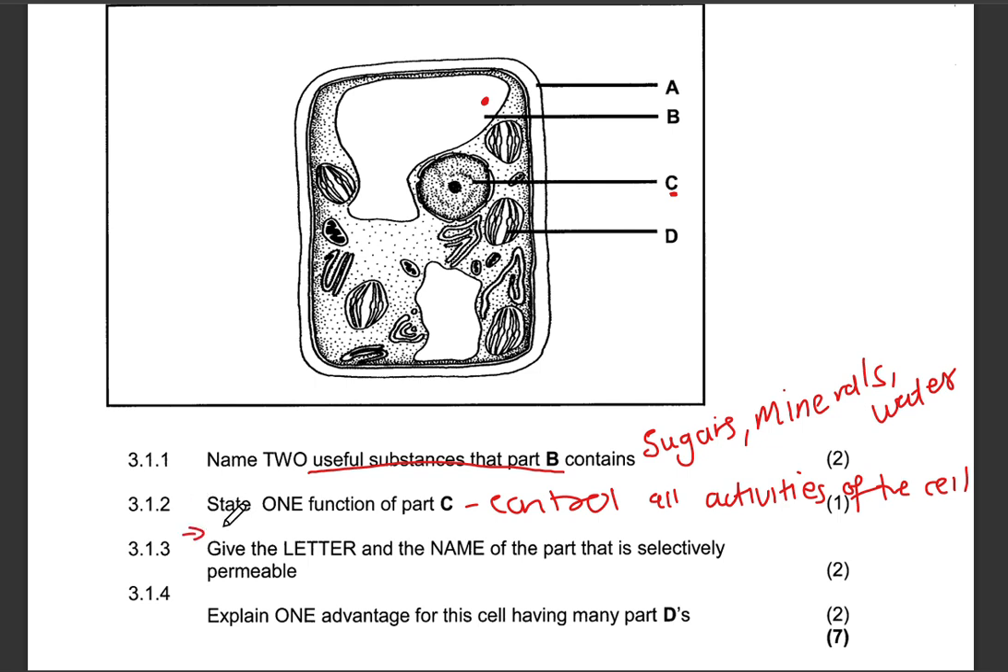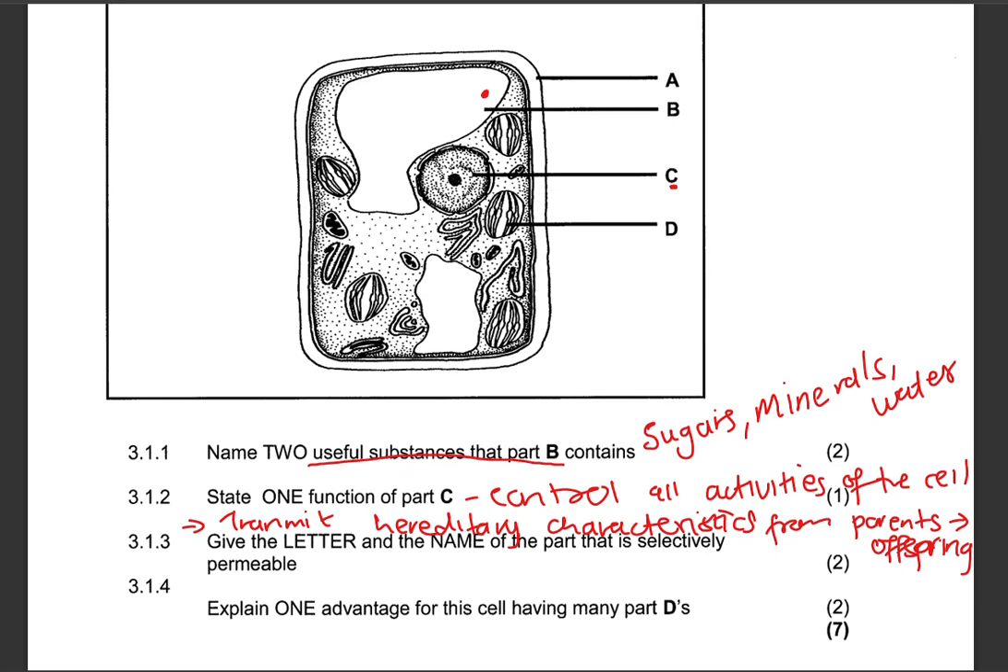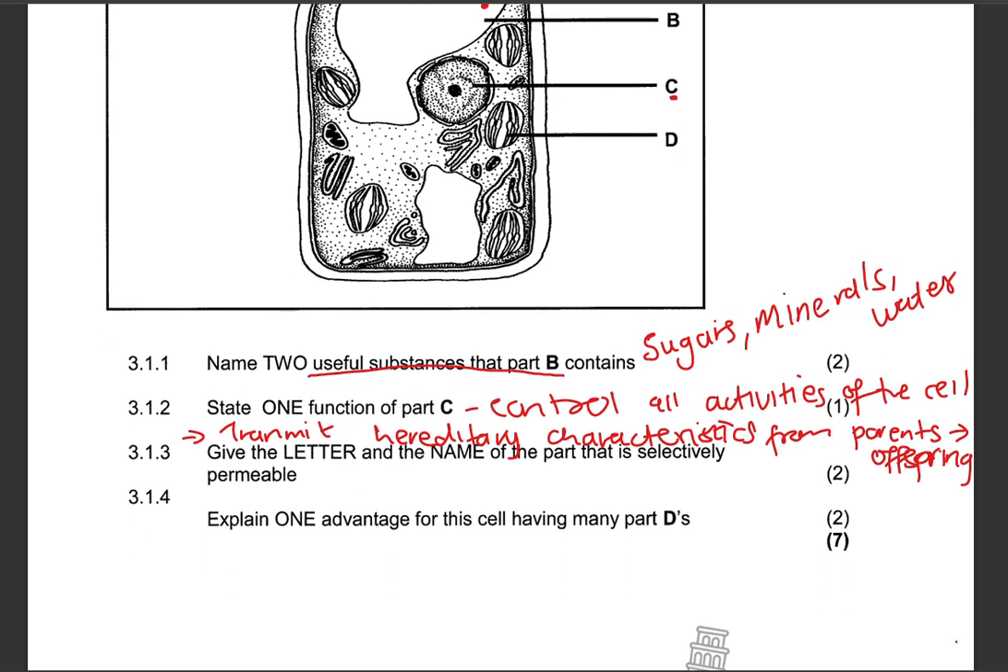Or you can also talk about transmitting the DNA or hereditary characteristics from parents to offsprings. That's another option, to transmit or transfer hereditary characteristics from parents to offspring. Okay, so obviously it holds the genetic material of the cell.